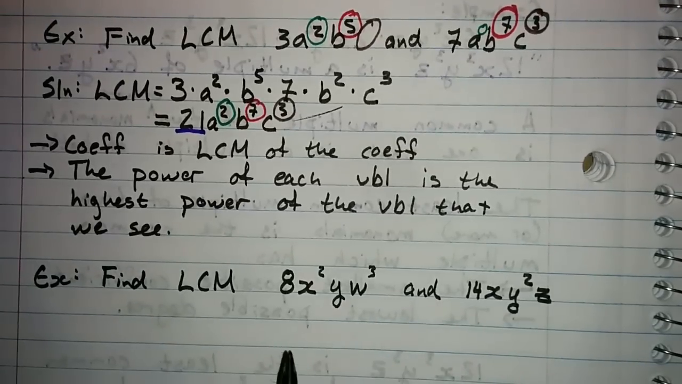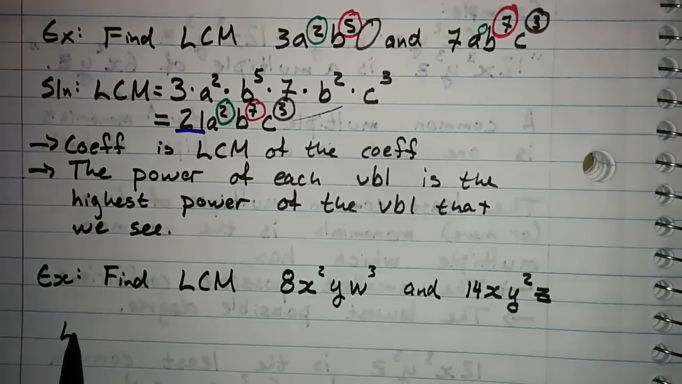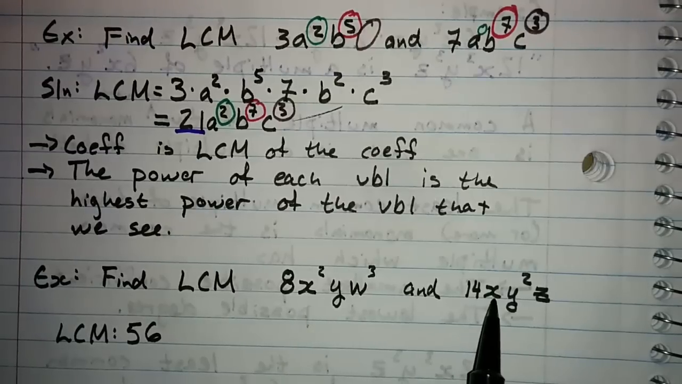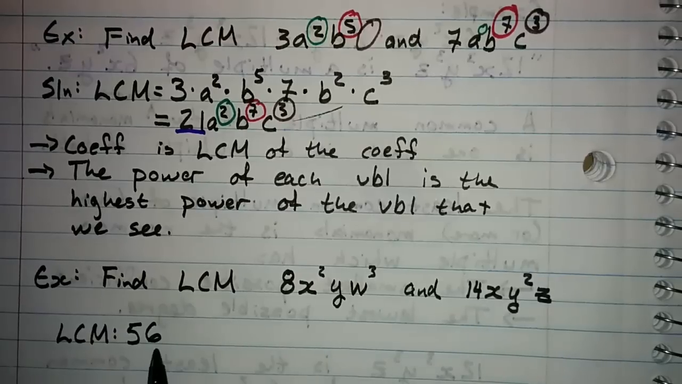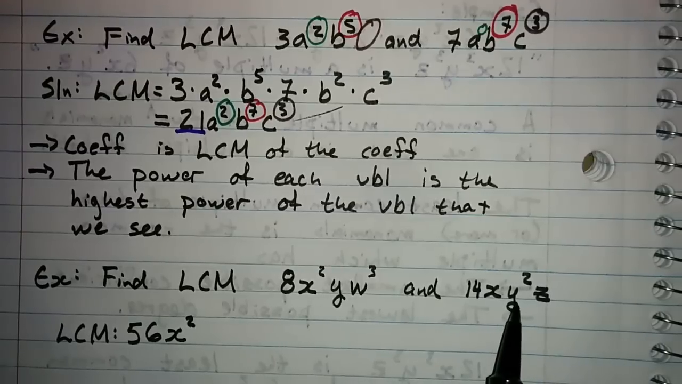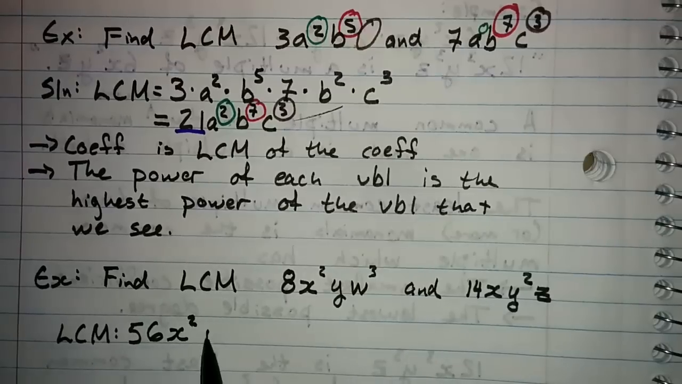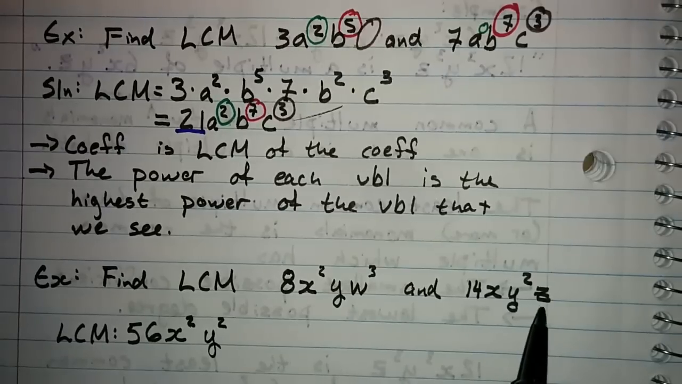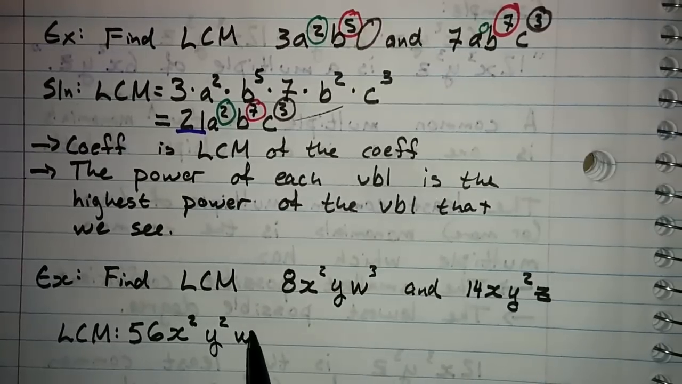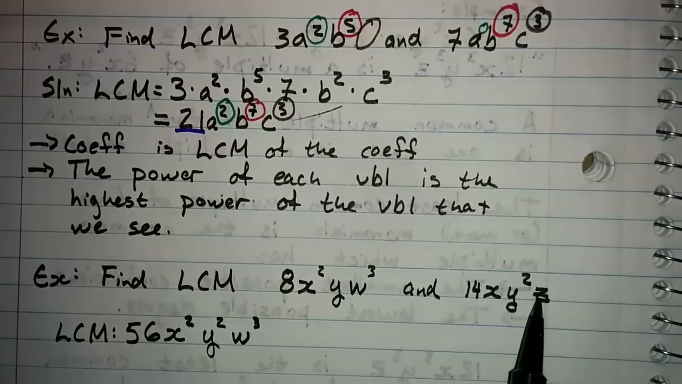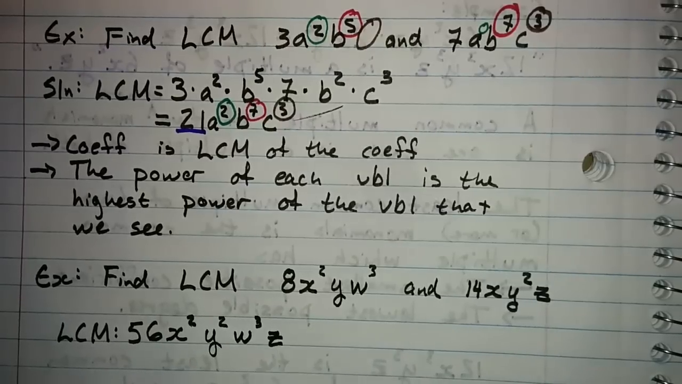Alright, a little bit of arithmetic gives us that the least common multiple of 8 and 14 is 56. And then x's, I'll need x squared over here, x to the first over here. The higher power is x squared. Y over here, y squared over here. The higher power is y squared. W cubed over here, no w at all over here, so I'll need w cubed. And then no z at all over here, z to the first over here, so I'll need a z.